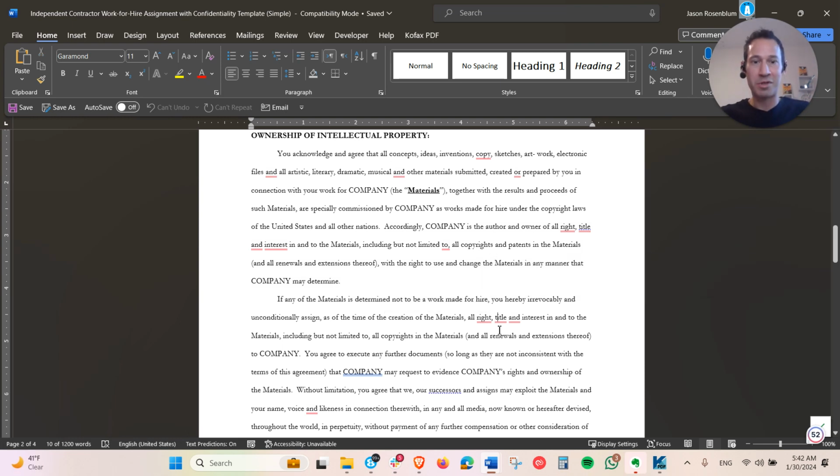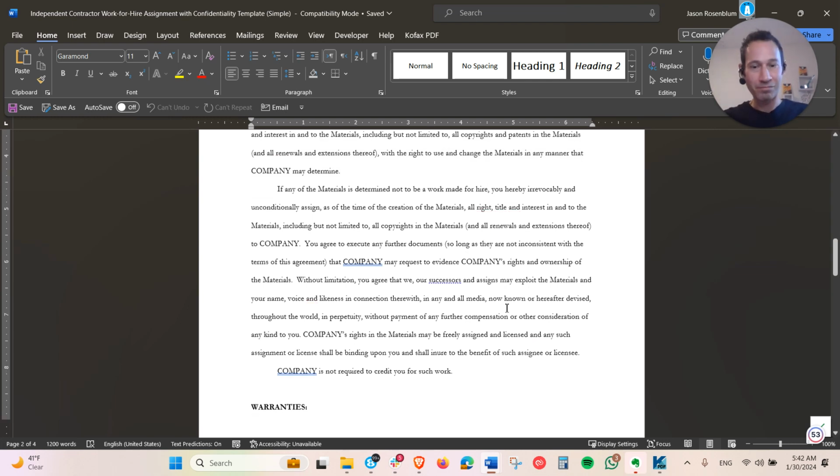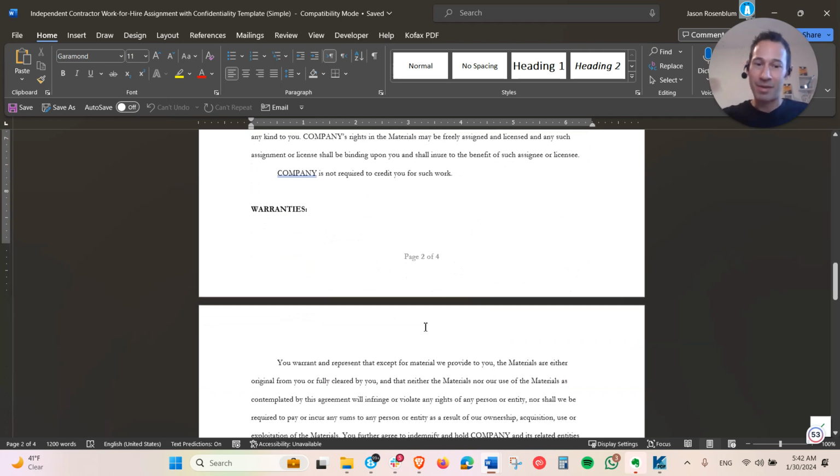And generally what we would do in most cases then is, at some point, especially if it's an invention, we're going to have a whole separate assignment agreement that the person would have, under this, an obligation to sign. And that's really the keys.